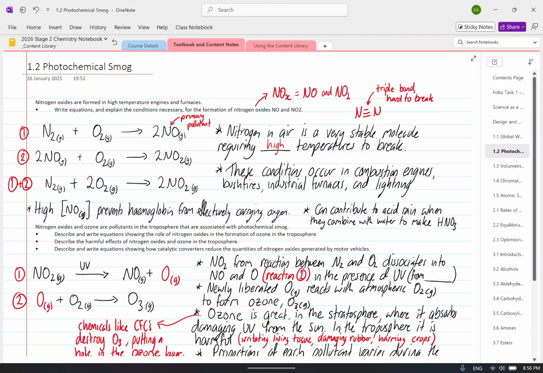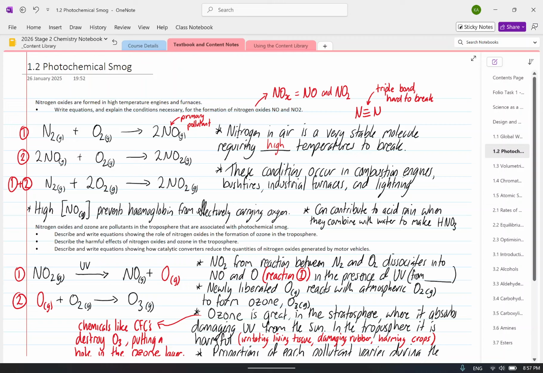Now, the importance of these reactions is that if we have lots of our nitrogen oxide in the air that you're breathing, you can absorb it into your body. It can actually stop the hemoglobin from effectively carrying oxygen. Now, we have hemoglobin in our blood. Its purpose is to take the oxygen that we breathe and carry it around our body. And if it's inhibited from doing that, we're going to generally have a bad time.